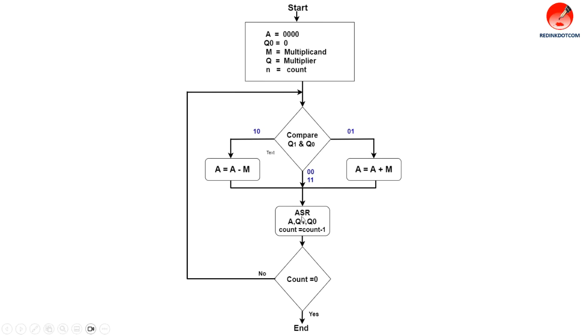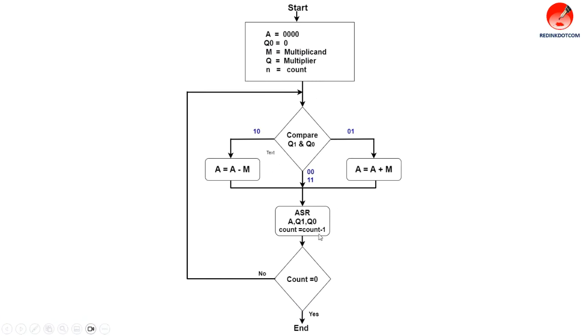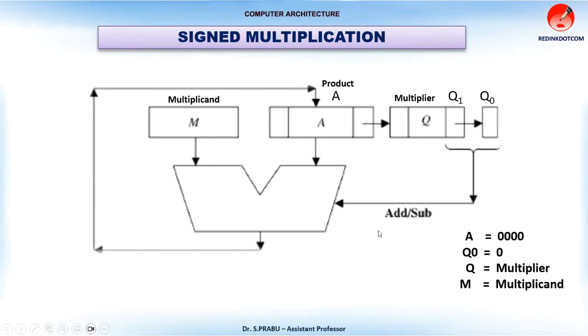This is ASR. ASR is nothing but arithmetic shift right. Arithmetic shift right of A, Q1 and Q0. The values present in these three registers are subjected to arithmetic shift right. Then you reduce the count value by 1. Then you check whether the count equals 0 or not. If it is not, you repeat this step again. After n number of times, you complete the process. Then you check the value present in the product and multiplier. These both register values give the final multiplication result.